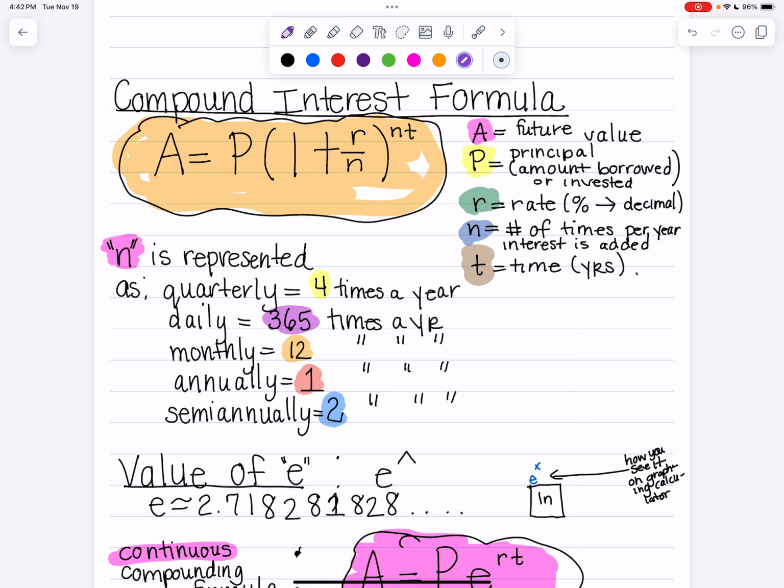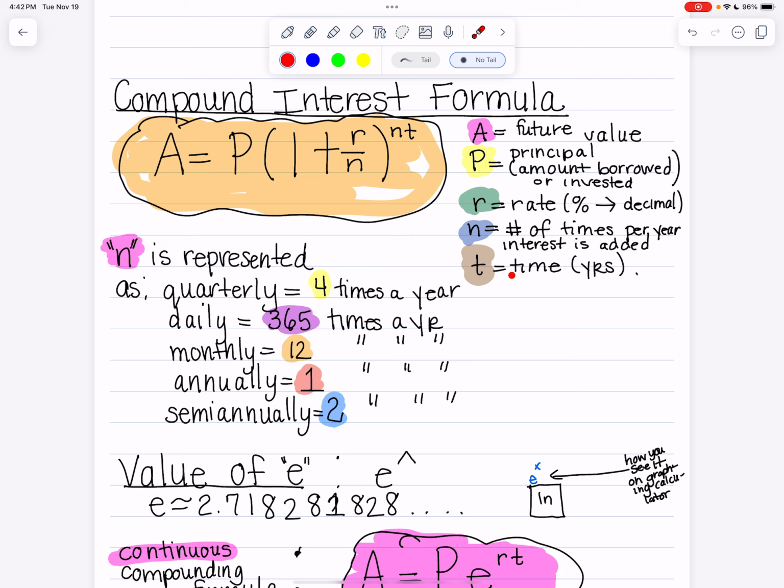And here I need you to copy down the compound interest formula right here. This is it right here. All of this is the compound interest formula. Make sure you copy correctly. Put it in your notes. And on here, I give you what each letter means.